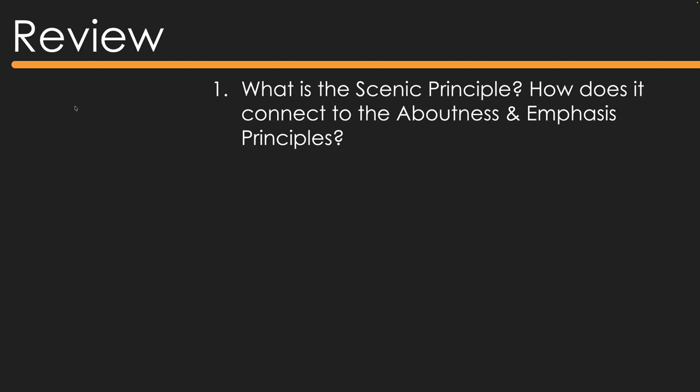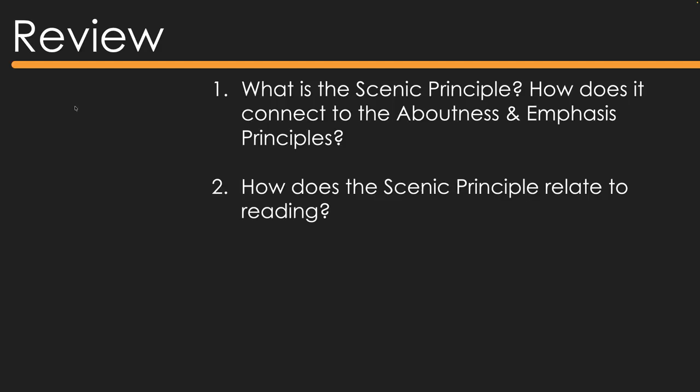Anyway, to review, we just want to remember, what is the Scenic Principle? Are you able to define it? That again, we want to move stuff around in our sentence to create emphasis. If we can put something first to set the scene, we should do that. But you don't have to. You can put it at the end too. Put it in the middle. Who cares? It's up to you. You're the reader or the writer. But we want to think about how it connects to the aboutness principle and the emphasis principle. How putting it at the beginning of a sentence might shift the aboutness of it, or putting it at the end might shift the aboutness of it.